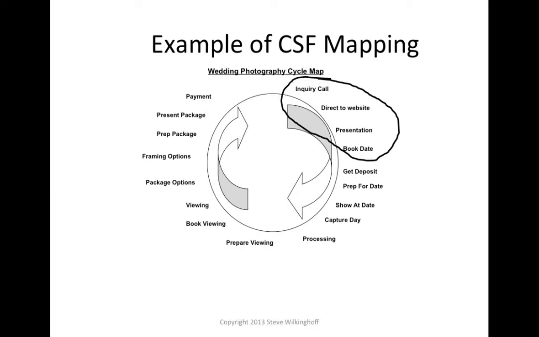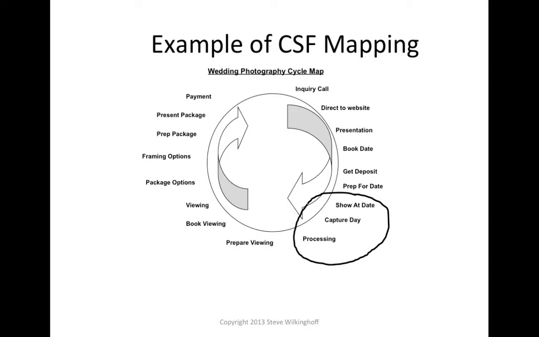Right now, from the cycle map, let's identify the critical success factors. Getting clients. These steps right here all contribute towards getting that client. A critical success factor of your wedding photographer is make darn sure you show up the right day, the right time, and fully prepared. And you prepare the pictures well, or you process them well.